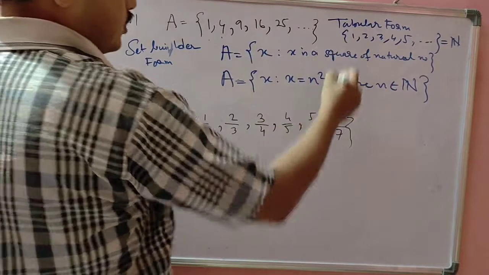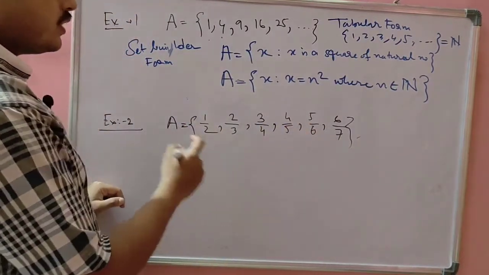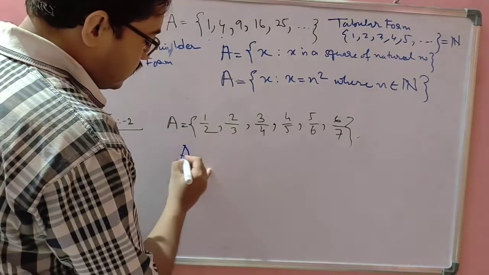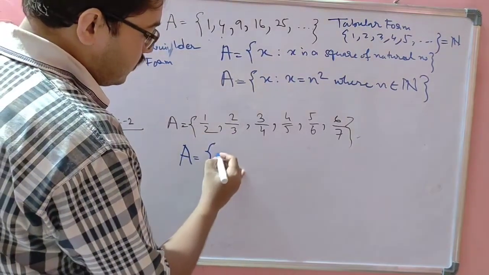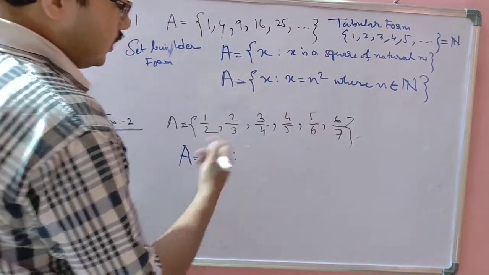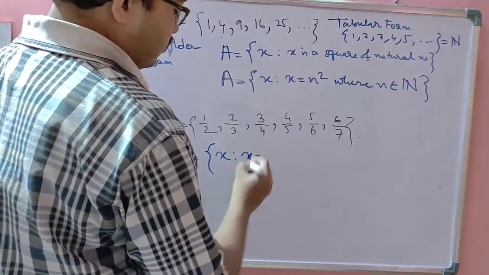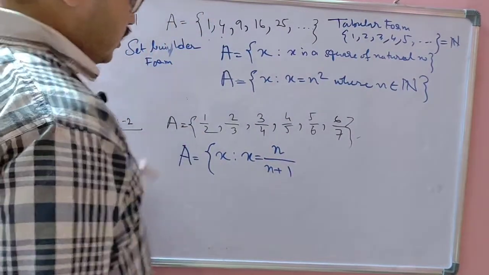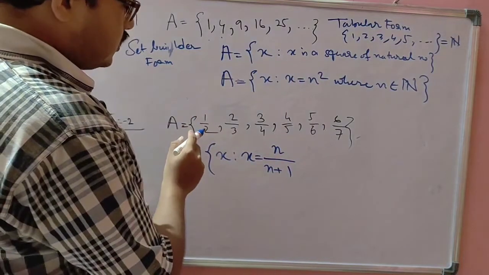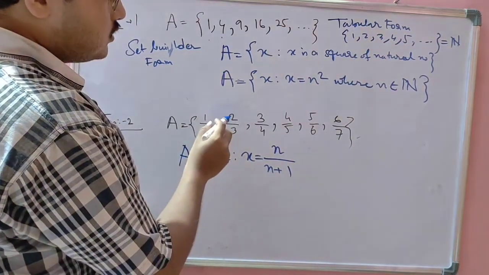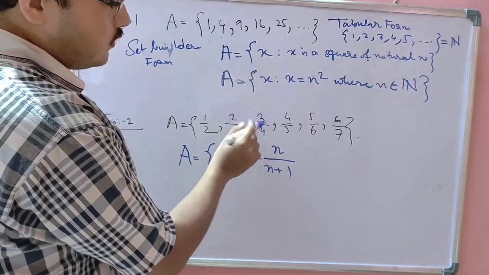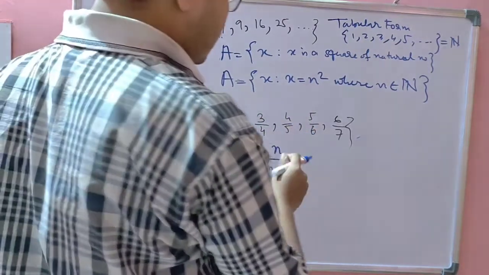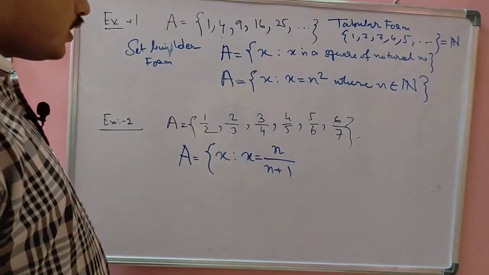So let's take a finite example. It is also in tabular form, and we have to represent it in set builder form. So how will we represent that? We take the set A, where x is an element of the set A, and x is equal to n by n plus 1. You can see that this is 1 by 2, this is 2 by 3, that is 2 plus 1 is equal to 3, 3 by 4, 3 plus 1 is equal to 4, 4 by 5, that is 4 plus 1. This is how we represent the set.